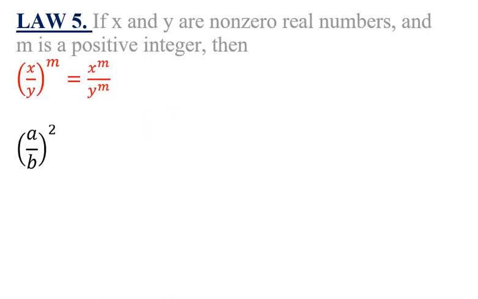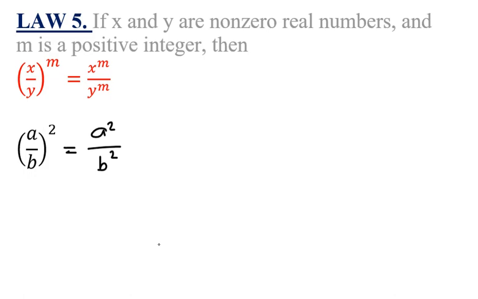Law number 5: if x and y are non-zero real numbers and m is a positive integer, then the quantity x over y raised to m is equal to x raised to m over y raised to m. So, parang kanina lang sa law number 3. Distribute lang din natin. For example, the quantity a over b squared. Then, ay magiging a raised to 2 over b raised to 2. So, ganyan lang. Basta magkaiba yung variables ng numerator at denominator.